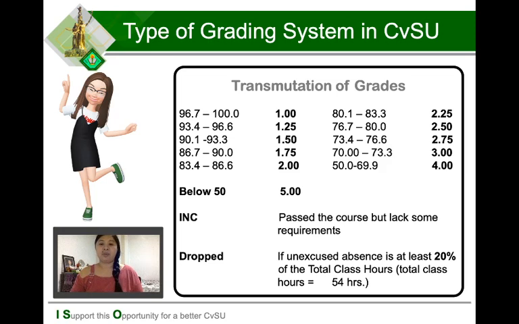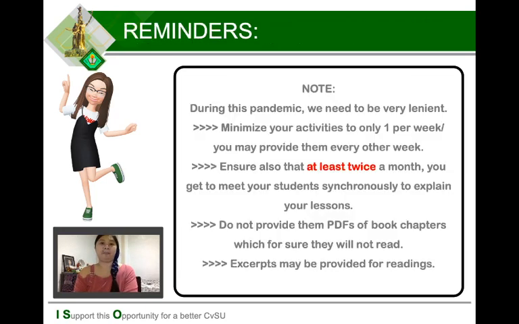INC is the grade for those who already passed the course but still lack some requirements. For the drop, we have here the rule that if the unexcused absence is at least 20% of the total class hours, which is 54, then the student is automatically dropped by the teacher. However, for this time that we have the pandemic, attendance has no value. Just make sure that the students are taking the other requirements or are answering those modules that you provide them.